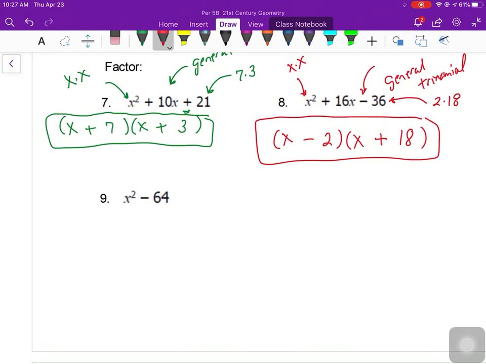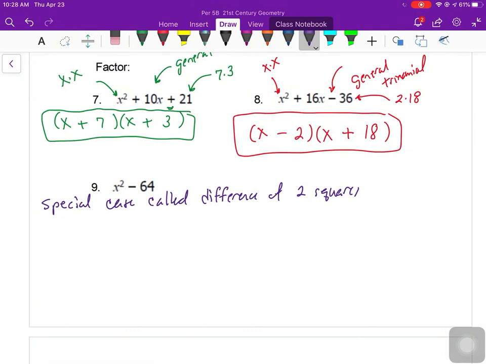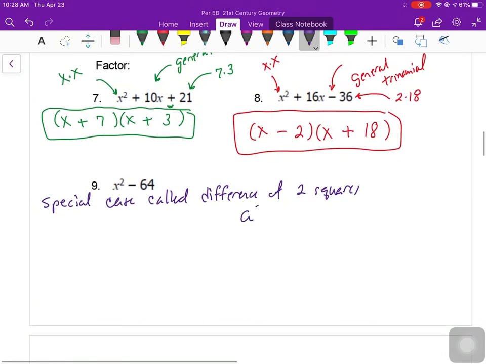Now, number 9 is actually a special case. This was a special case called the difference of 2 squares. It was a pattern that you learned and memorized in Algebra 1. And it said, if you have this pattern where you have an a squared minus b squared, a perfect square, subtraction, and another perfect square, it's 2 grouping symbols. The square root of the front one goes here, and the square root of the back one goes here. Always have 1 plus and 1 minus.